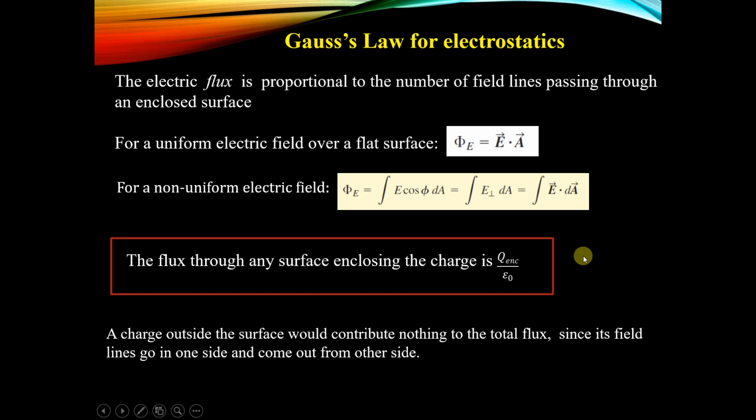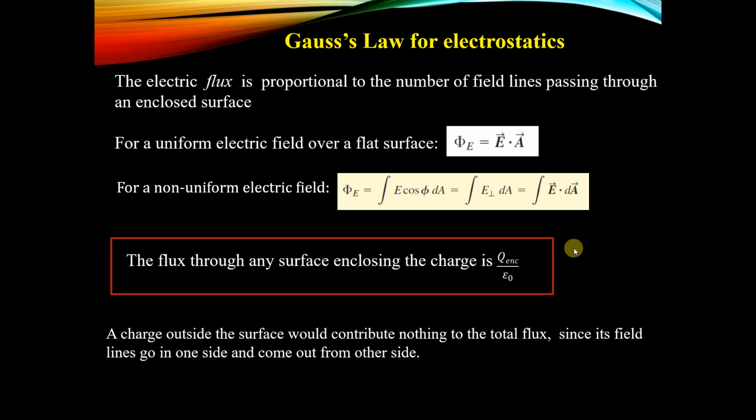Now the Gauss law can be defined as this: the flux through any surface which encloses a charge is given as the charge enclosed divided by the permittivity of free space, that is Q enclosed by epsilon naught. The Gauss law is given by this particular statement, that the electric flux through any surface enclosing a charge is given as the ratio of the charge enclosed and the permittivity of free space.